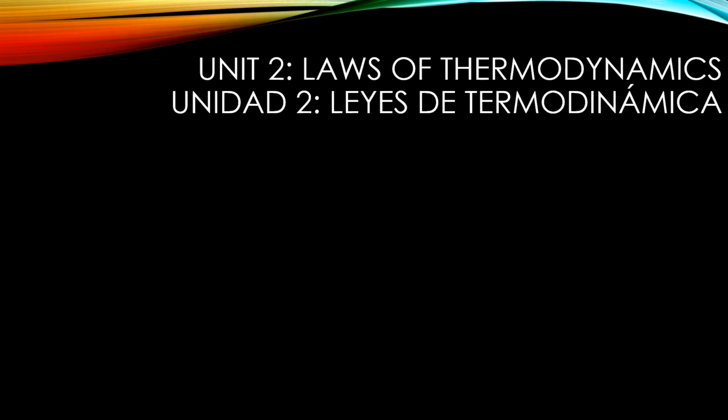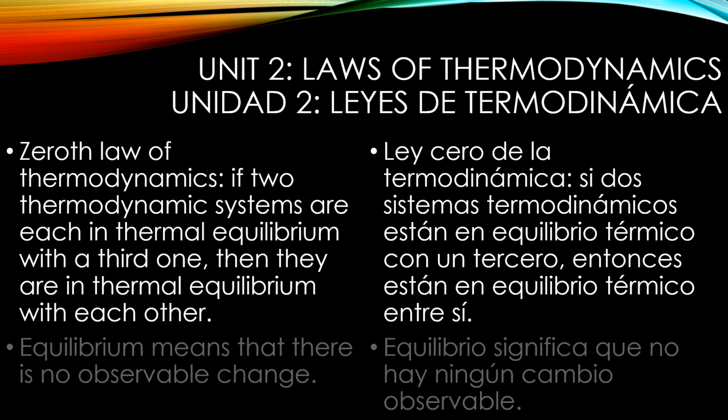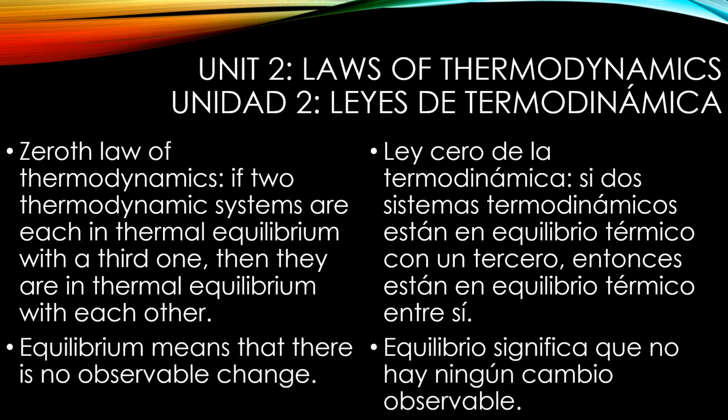You will be learning the laws of thermodynamics. There were originally 3 laws of thermodynamics, but a 4th law was created after the first 3 were made. The 0th law of thermodynamics states, if 2 thermodynamic systems are each in thermal equilibrium with a third one, then they are in thermal equilibrium with each other. Equilibrium means that there is no observable change. This particular law is used to show how a thermometer works.